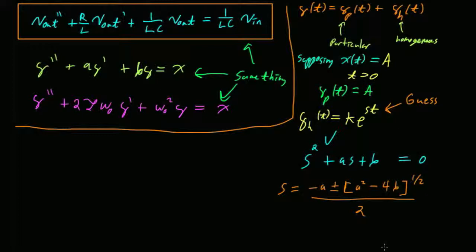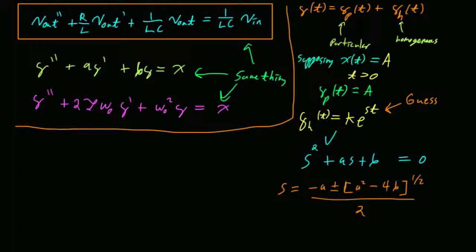It's minus b, minus the middle term, plus or minus the square root of the middle term squared minus 4 times the other terms, over 2, and then 1. It's minus 4AC. This is A, and this is C. Yeah, A is B, and B is C. Yeah, sorry about that. I don't make this stuff up.